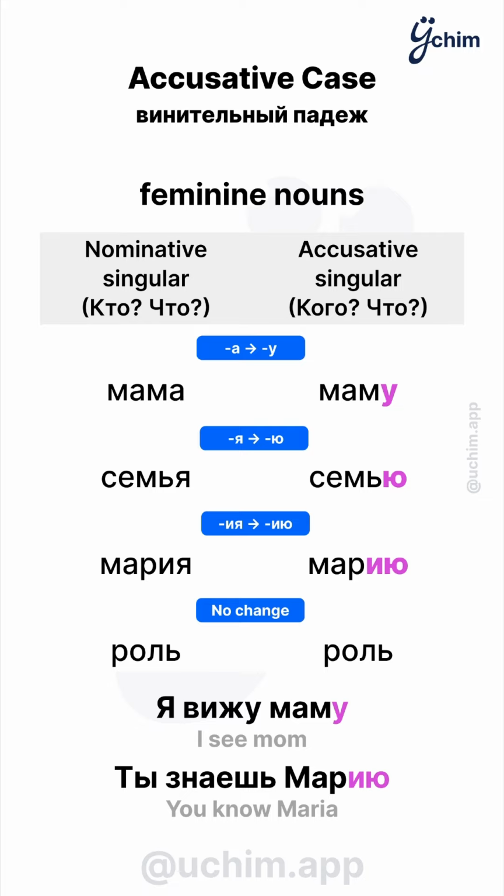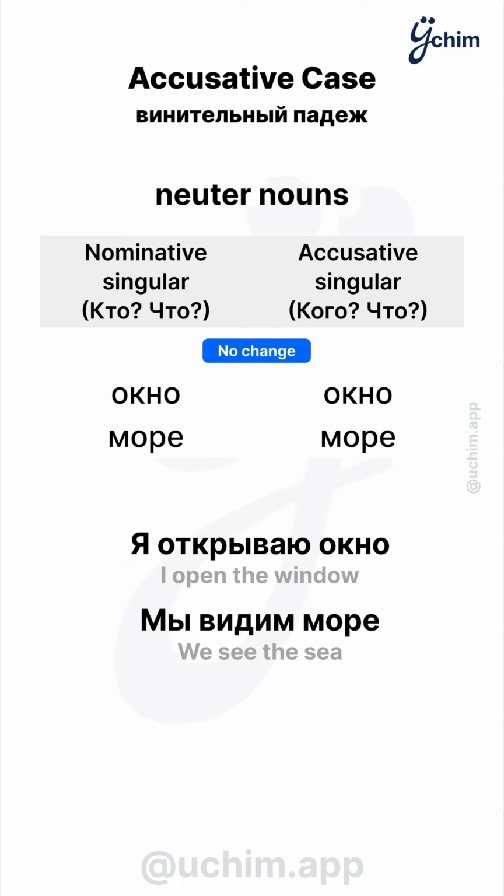Роль remains роль. Я вижу маму. I see mom. Ты знаешь Марию. You know Maria. What about neuter nouns? Good news, they don't change in the accusative. They stay the same as in the nominative. Окно remains окно. Море remains море. Я открываю окно. I open the window. Мы видим море. We see the sea.